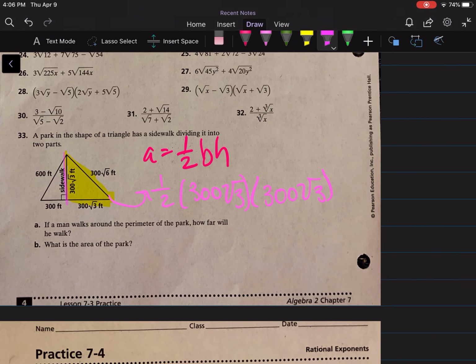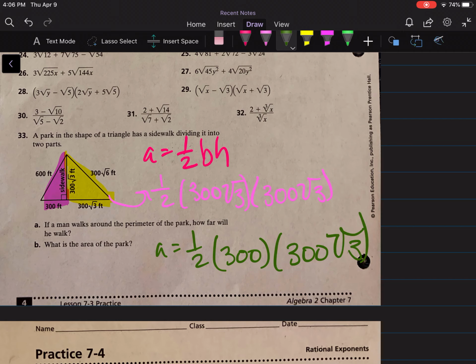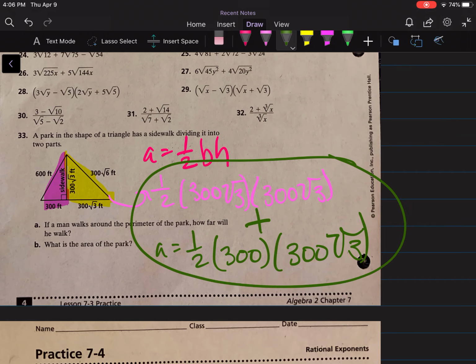Now for this pink one, you'll do an area equals 1/2, 300 is the base and the height is 300 root 3. And then once you're done, you need to add these two areas up to get your total area. Okay.